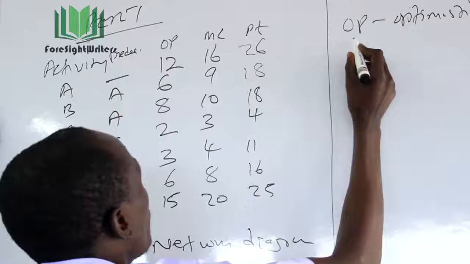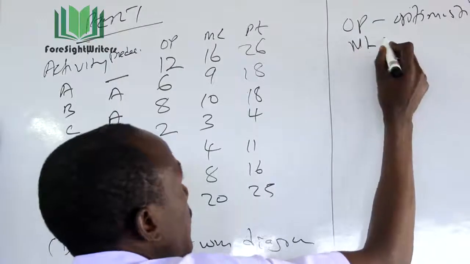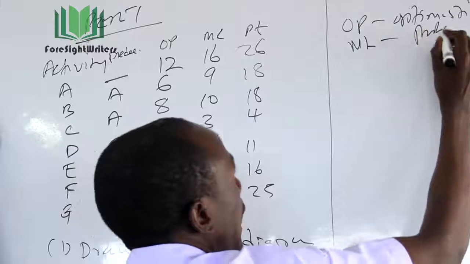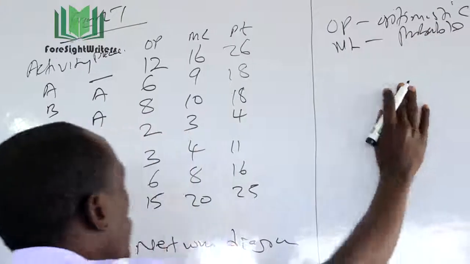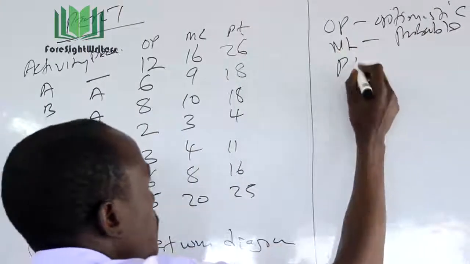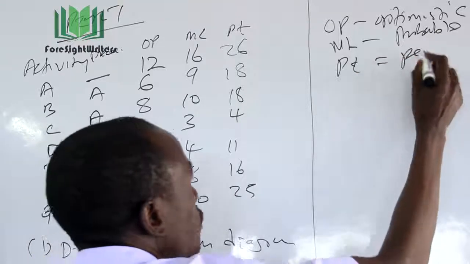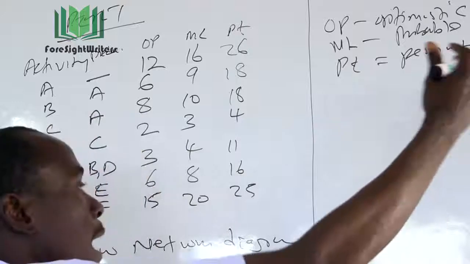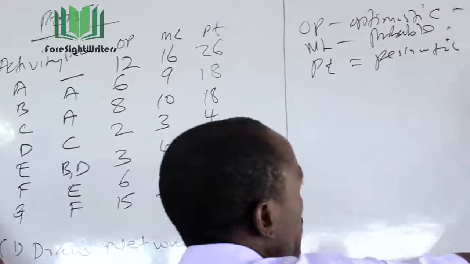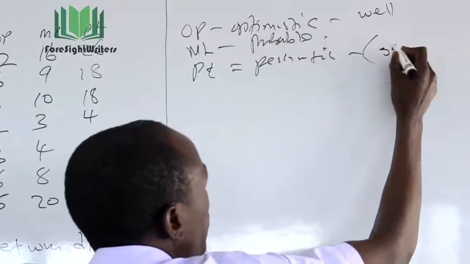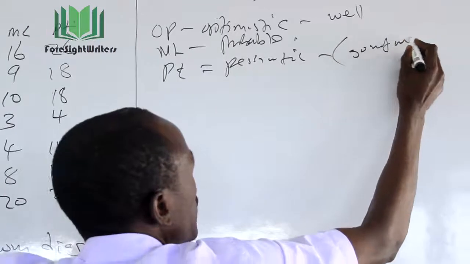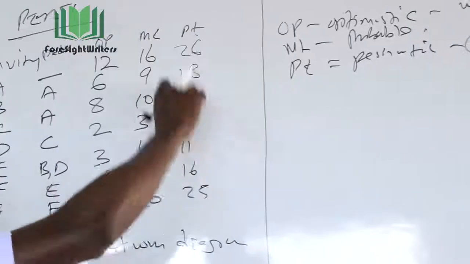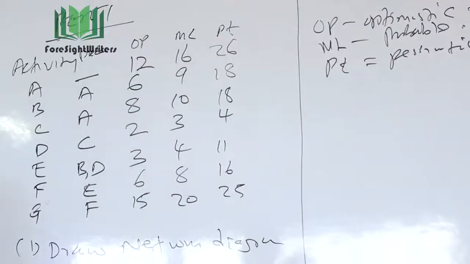Then we also have what we call the most likely time estimate, and this is the probable estimate. And the pessimistic estimate is the longest time estimate, taking into consideration that everything may not go well. So this is usually the longest. We are assuming that things may not go well, so we present what we call the pessimistic estimate.